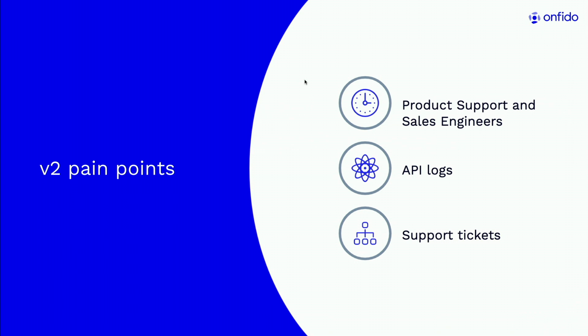In order to identify some of the V2 pain points, we talked to product support and sales engineers who are very close to our customers. We looked at API logs. We looked at support tickets. So we did a deep dive into these areas to try to figure out where customers were struggling with different parts of the whole experience. I had some ideas myself about things they might be struggling with, but there's only so much you can anticipate. And we did find some really interesting points about the things they were having trouble with.